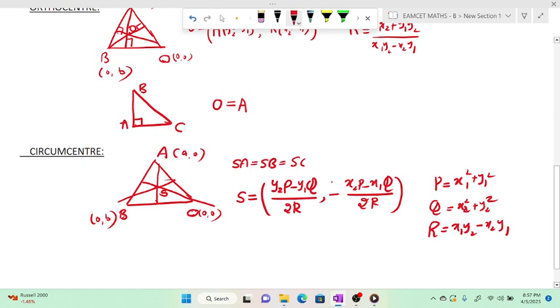Here the vertices are in the form of (0, 0), (A, 0), (0, B). In this case, the circumcenter formula: S is equal to ((y2p − y1q) / 2r, −(x2p − x1q) / 2r), where p is equal to x1² + y1², q value is x2² + y2², and capital R is equal to x1y2 − x2y1. Okay, we will continue in the next class.